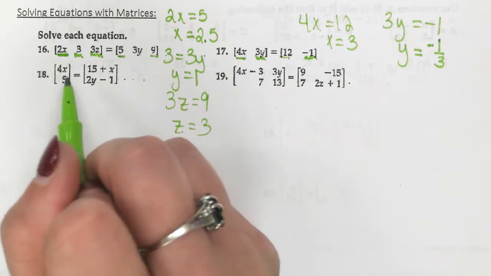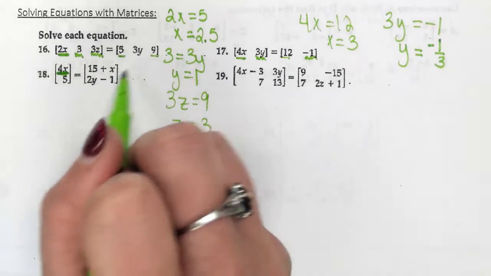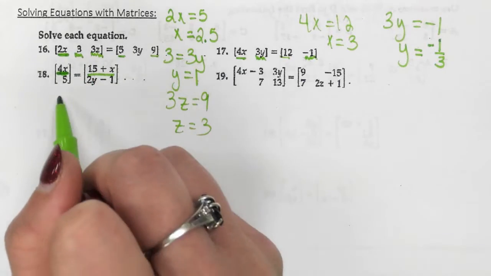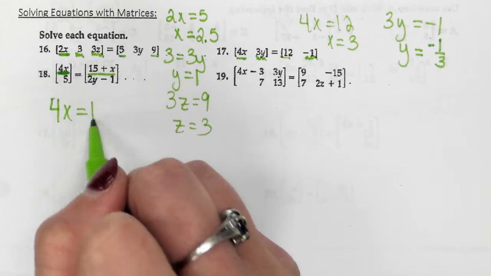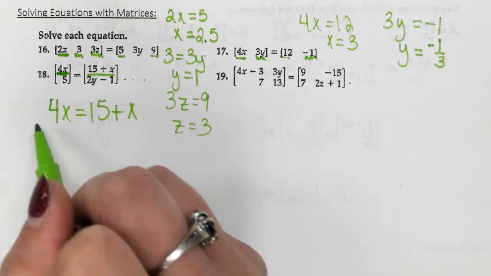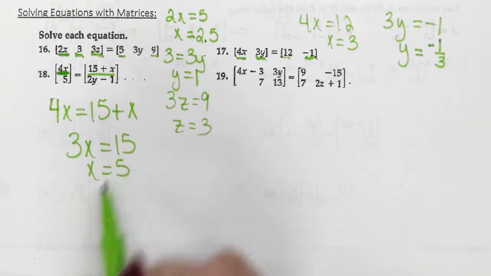All right, what about 18? 4x matches up with 15 plus x, the whole thing. Now, how do you solve for x on this one? Because this is different. Minus the x. Very good. Very good. Perfect.